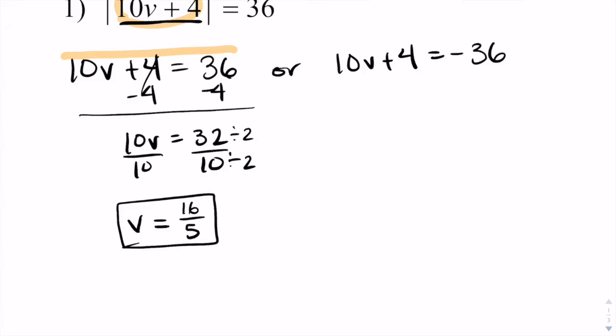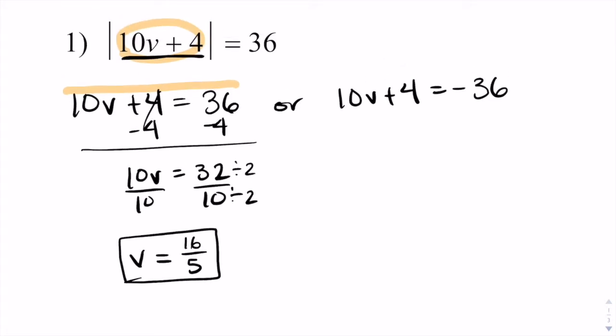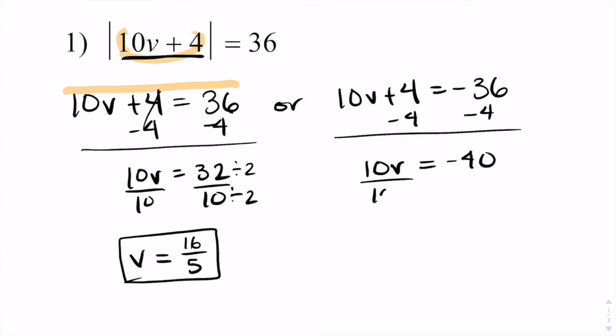Now that is not the only answer that exists. We have another equation that we need to consider, because the absolute value of negative 36 is also equal to positive 36. So that means the 10v plus 4 could also possibly equal negative 36. If we solve this equation and subtract 4 from both sides like we did on the previous one, we get that 10v is equal to negative 40. And dividing both sides by 10, we get that v is equal to negative 4.